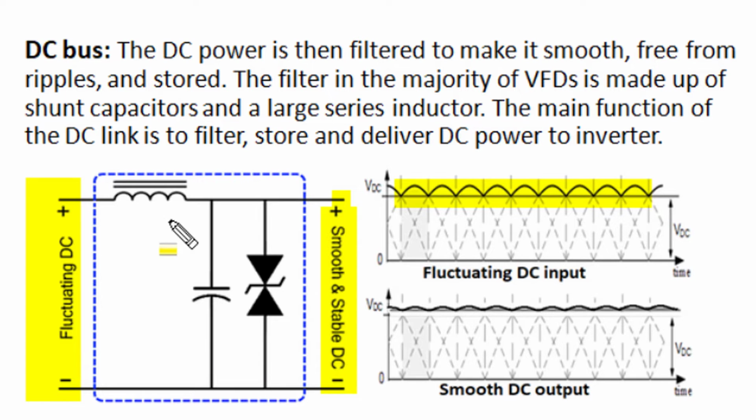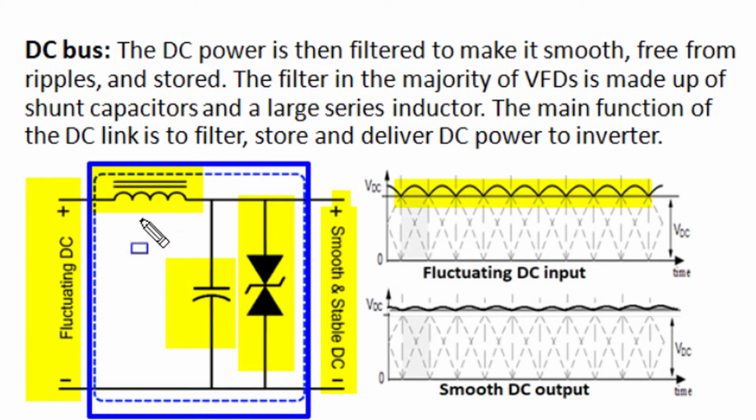For filtering action, we use a large size series inductor which filters out current ripples in our supply, and we also use a good size shunt capacitor which removes voltage ripples in the rectified output, and then we use a regulator which stabilizes the output voltage. So this DC link filters, stores and delivers DC power to the inverter, and we get a smooth stable DC output from the DC link for the inverter.